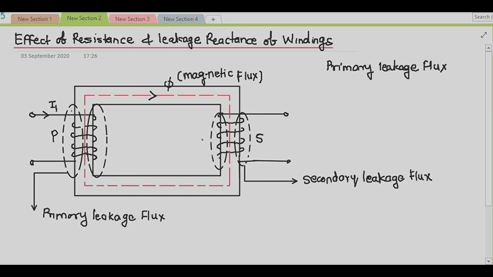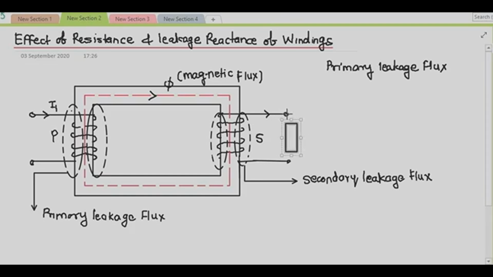This leakage flux does not contribute to the transfer of energy from the primary circuit to the secondary circuit, and therefore there is no use of this flux, right? So this serves no useful purpose since it fails to link with the secondary winding from the primary winding. Now, the secondary winding also produces an opposing flux due to the current flowing through it if it is connected across the load. Suppose here I will connect the load.